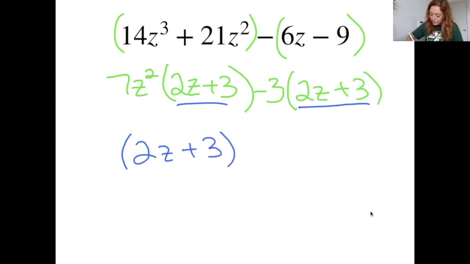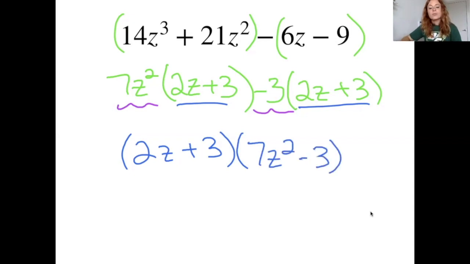And then my second factor is going to be the first GCF and the second GCF put together in another factor. So we just drop those down together: 7z squared minus 3. Just like that, and that's your answer.